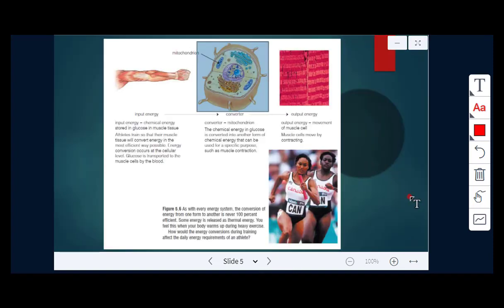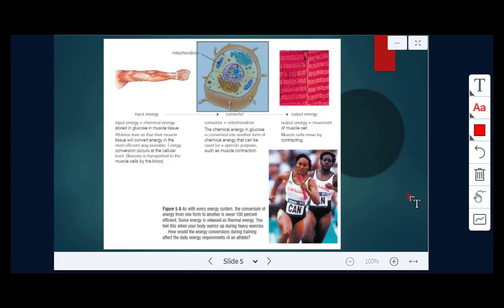Here we're looking at input energy. We're looking at the muscles in the body. So the input energy would be the chemical energy stored in the glucose in the muscle tissue. Athletes usually train so that their muscle tissue will convert energy in the most efficient way possible.